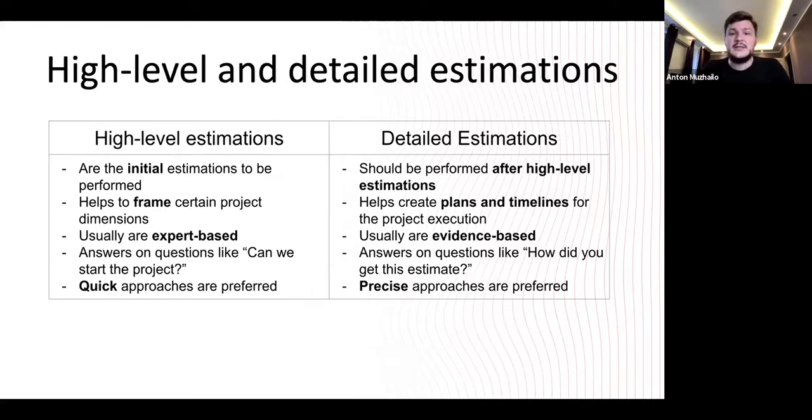But detailed estimation is something about some details. This is where questions come into play, like, how did you get this estimate? Or why do you think that's a good estimate? And why do you think we should believe you? So detailed estimation usually has some basis, some evidence that it is based on. And such estimations help to create plans and timelines to execute the project. So in this case, we need precise approaches. So high-level estimations are initial, quick, and expert-based. And detailed estimations are performed after the initial ones. They're evidence-based, and they should be precise. So those are the two types of estimations we're going to talk about.